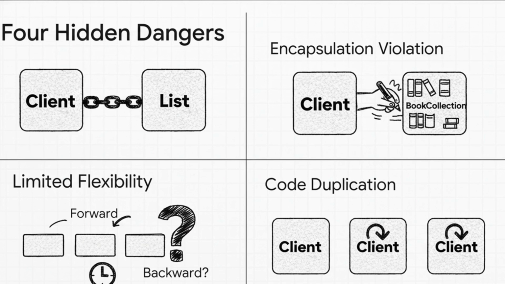Third, it's incredibly inflexible. What if you want to loop through the books backwards? Well, now the client has to write a whole bunch of new logic. And finally, code duplication. Every single part of our app that needs to loop through these books is going to write the exact same for loop over and over again. It's a maintenance nightmare waiting to happen.